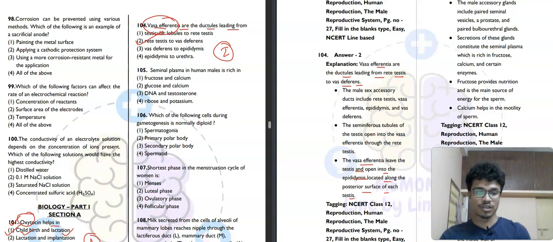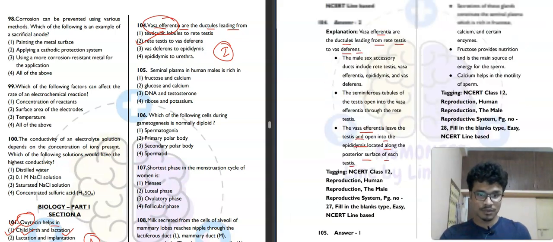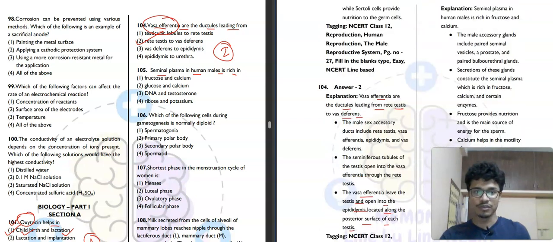Moving towards the next question, 105. It is saying that seminal plasma in human males is rich in fructose and calcium, glucose and calcium, DNA and testosterone, or ribose and potassium. You know that the seminal plasma in human males is rich in fructose and calcium. That's why the first option will be your correct answer for this question. Glucose is not present. Basically, the sugar is present in the form of fructose, and secretions of these glands constitute the seminal plasma, which is rich in fructose, calcium, and certain enzymes.